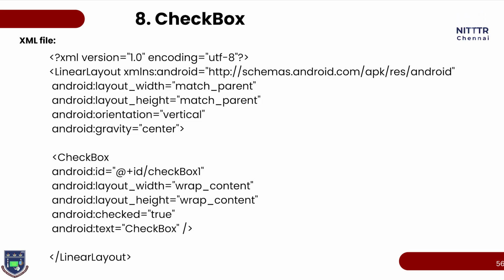The first line is android:checked equal to true. This line makes it checked by default. Then next line is android:text. Here the label is displayed next to the checkbox. Then afterwards android:id. This is a unique identifier to reference in the activity code. So the next user interface controller is the progress bar.